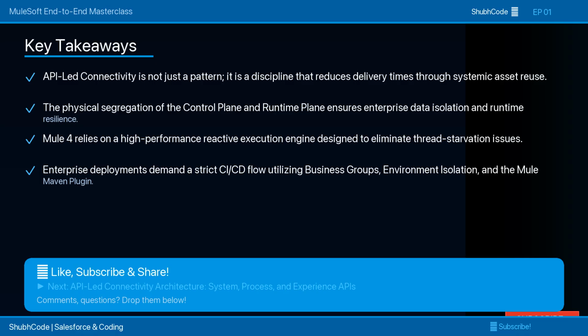Alright, let's wrap up. Here are the key things to remember. API-led connectivity is not just a pattern, it is a discipline that reduces delivery times through systemic asset reuse. The physical segregation of the control plane and runtime plane ensures enterprise data isolation and runtime resilience. Mule 4 relies on a high-performance reactive execution engine designed to eliminate thread starvation issues. Enterprise deployments demand a strict CI/CD flow utilizing business groups, environment isolation, and the Mule Maven plugin.